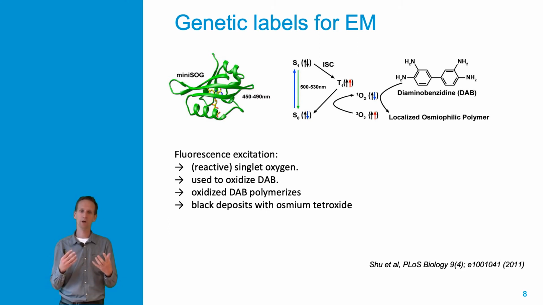How this works is that it's a fluorescent molecule where exciting the fluorescence leads to the generation of reactive singlet oxygen, which further can be used to oxidize a substance that we can add later called diaminobenzidine. This diaminobenzidine can subsequently be polymerized, leading to black deposits on the places where the miniSOG was expressed. These black deposits are similar to what we would see with osmium tetroxide, only now they are very much localized at the positions where this label was expressed and where we have actually carried out the fluorescence excitation.